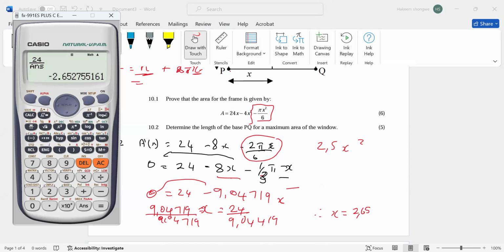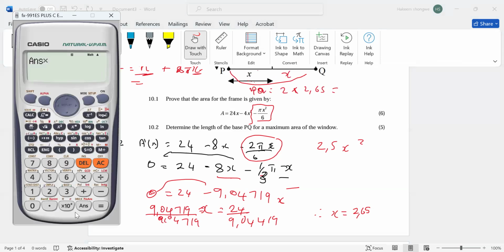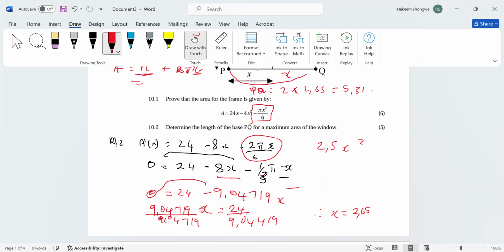Now, what did they want? Basically, they wanted the length from here to here, so we get x to be 2.65. Then PQ we want to times by 2, because it's going to be x and x. So it's 2 times 2.65, multiply by 2, and it gives us 5.31.